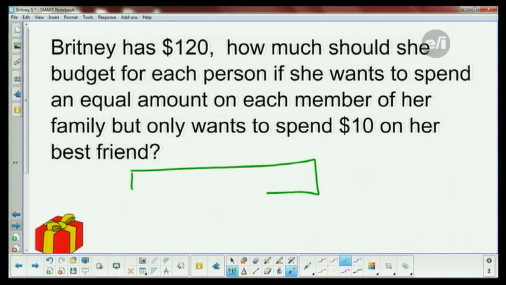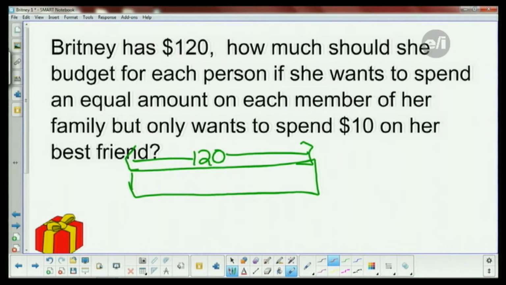So if I take a look at this tape diagram, we're going to start out with the same thing. So I bet you guessed it. We're going to start with 120. She's going to have 120 all together. And the other condition that we have is that Brittany's friend is going to only have $10. So I'm going to mark this off. And here's her friend, and we're going to only spend $10.